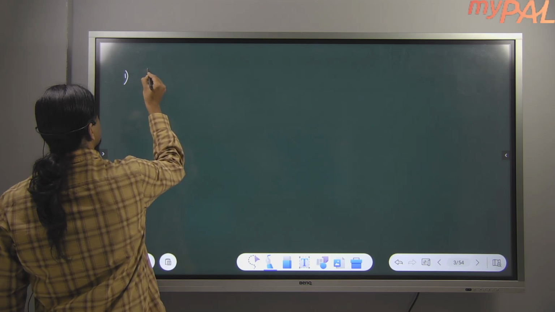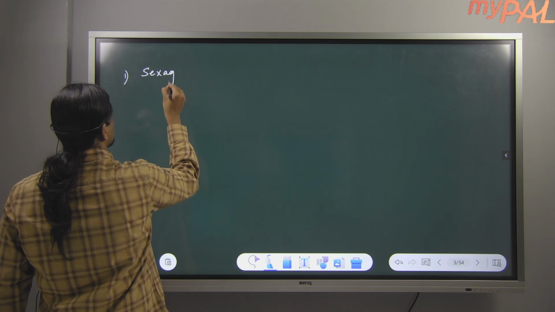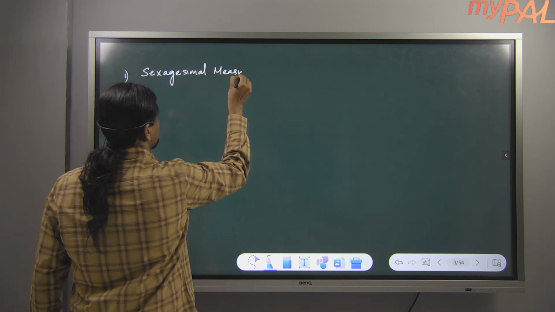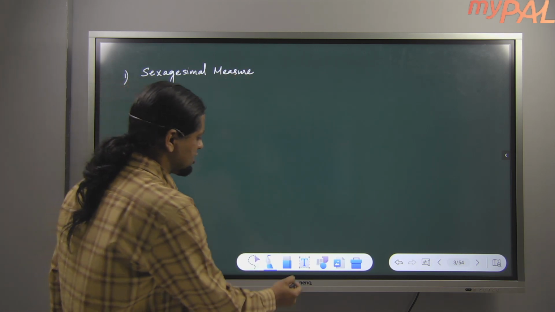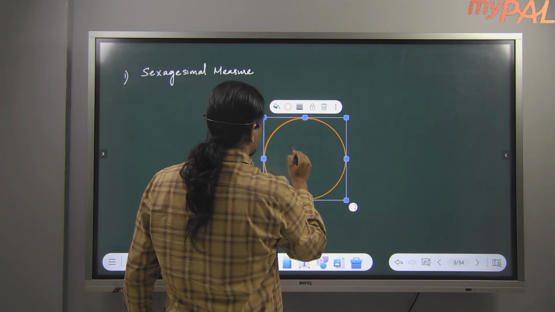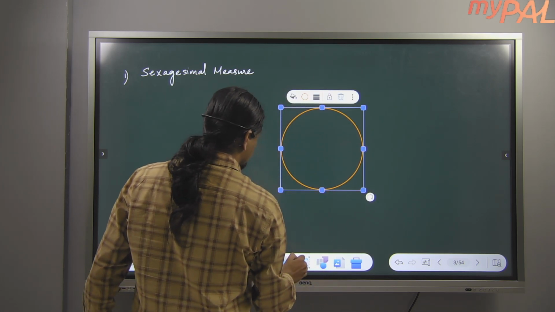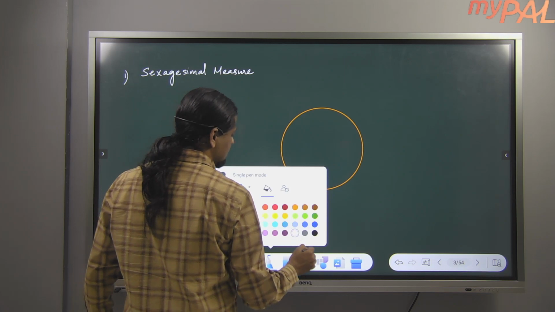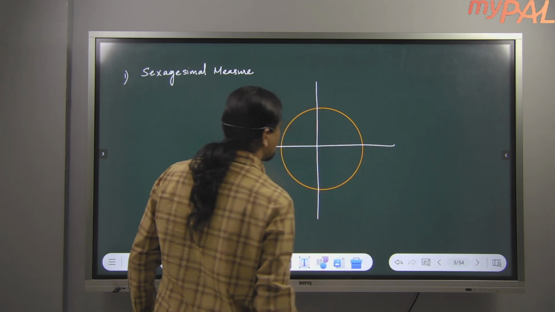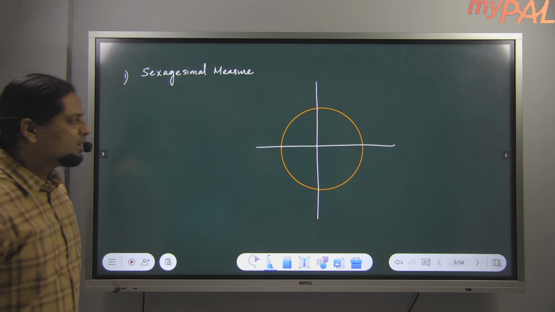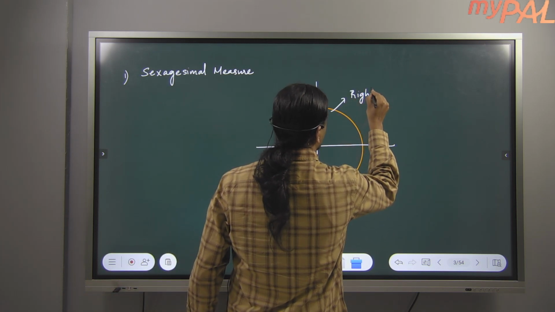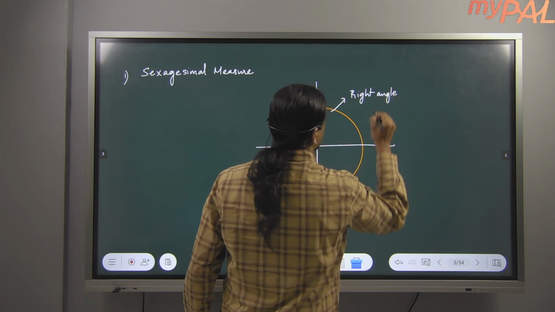The first one I'll be discussing is called the hexadecimal measure, the hexadecimal measurement system. Let me take a circle. Is it obvious that I can divide the circle into 4 equal parts? Yes, it is possible. And when I divide the circle into 4 equal parts, each part is nothing but equivalent to a right angle.